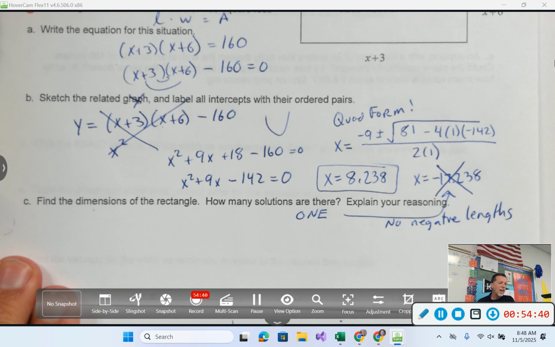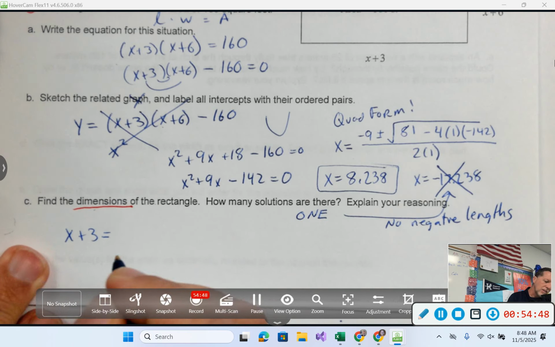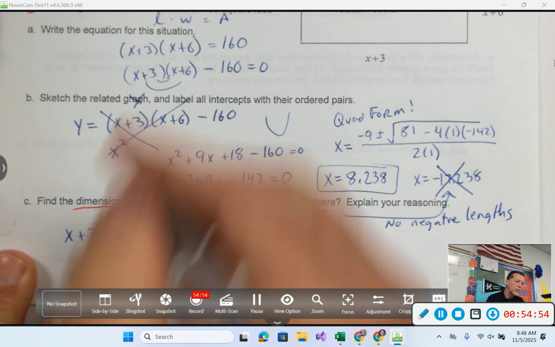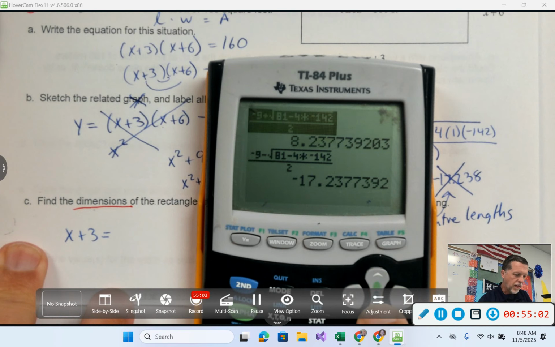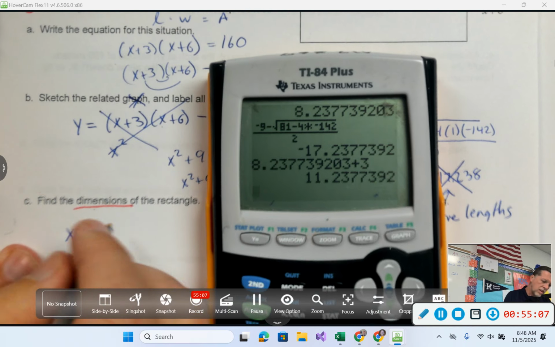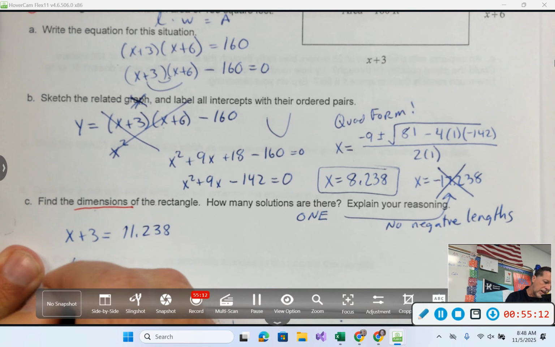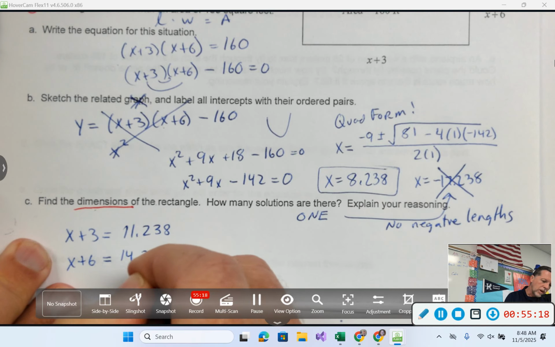What does C say? Find the dimensions of the rectangle, so I need to find what x plus 3 is. So we're just skipping all what we asked. Yeah, because we didn't want to label the graph. We just did the quadratic formula. That was easier. Okay. So that's still in my calculator, so enter plus 3. I probably didn't need a calculator to add 3 to that. x plus 6 is 14.238.